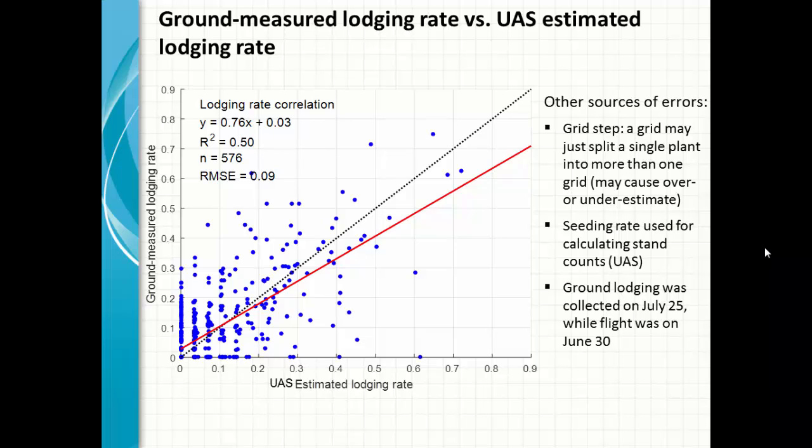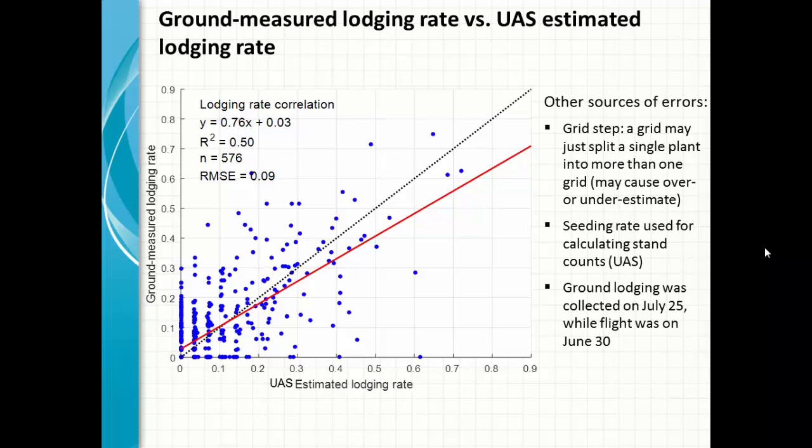So the lodging rate is pretty much alike, but I summarized a few other reasons for the error sources, for both overestimate and underestimate. The first is the grid step, because we predefined the grid step. We define it as 0.02 meters in reciprocal, which is about the size of one plant. But if you make this number a little larger or smaller, the algorithm can produce a slightly different result. The second is that the seeding rate is used for calculating stand count in our UAS, because we want to minimize the ground data usage, to maximize the automation of our algorithm.